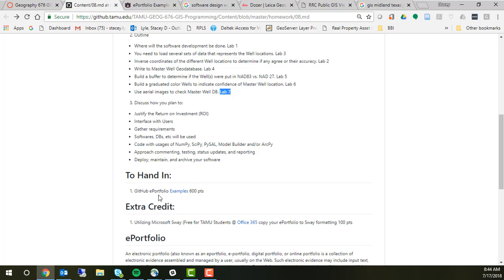So what will you turn in? Turn in your GitHub ePortfolio, showing again what you've done from that scenario. And for those who need some extra credit, we have included that you could use Microsoft Sway, which is free software. You can get it from Office 365 for students, and it's a new way to work, and I'll let you explore that.